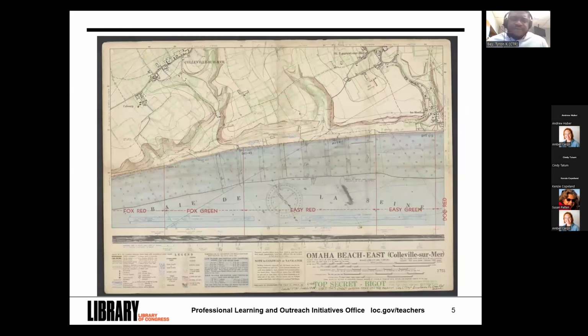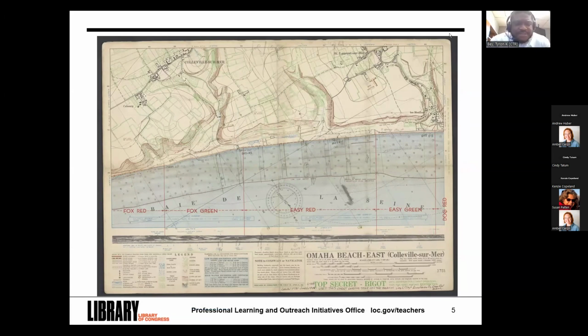Now that you have the full map, what new information do you have? What would this map have been used for? And now that you have this new information, what new questions does this bring up for you? Some questions that I'm wondering as I look at this map.